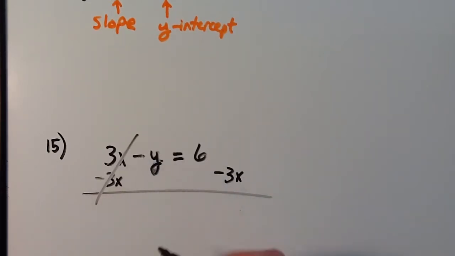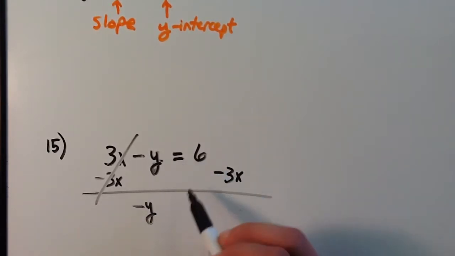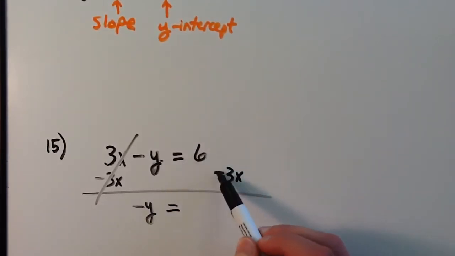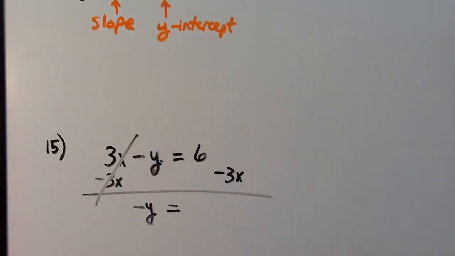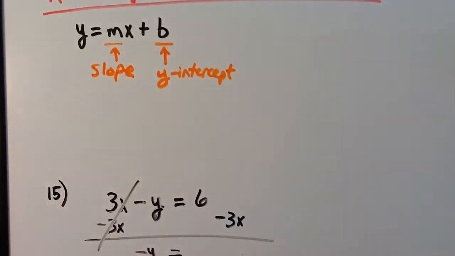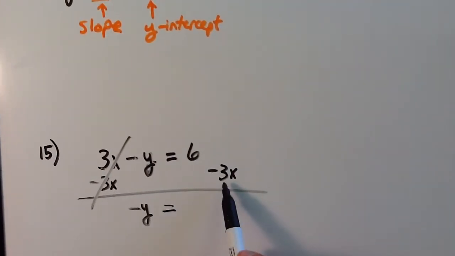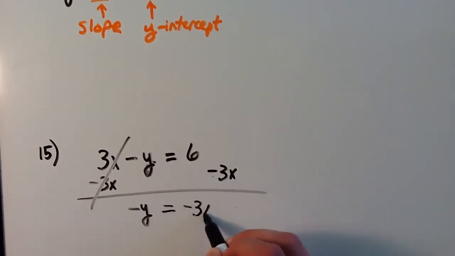So on the left side, I have negative y. Bring the equal sign down. I have 6 minus 3x. Now, because we want slope-intercept form, we want the x term first, and then the constant term. And so here's our x term. Is this term positive or negative? It's negative, because of that minus sign. So I have negative 3x.